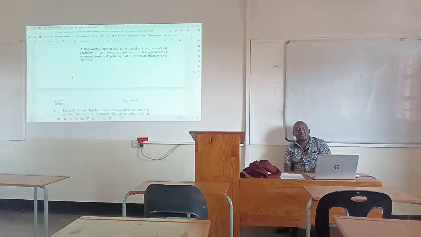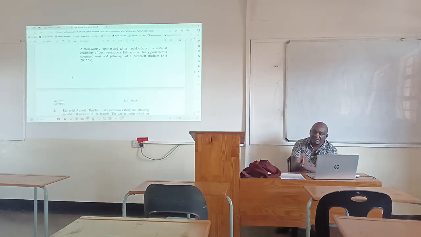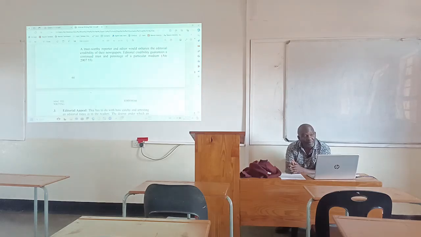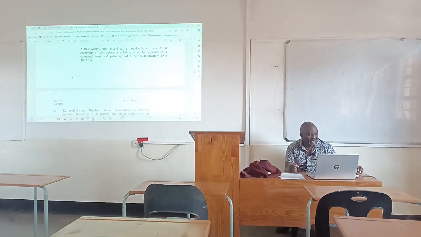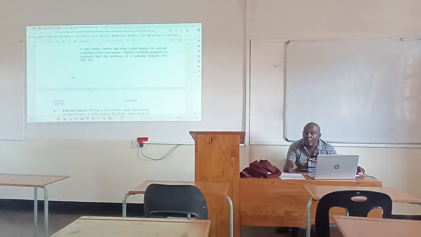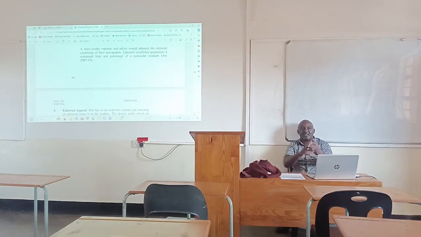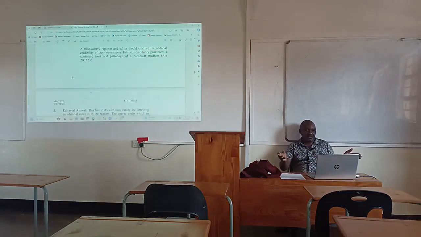Trustworthiness, also we talk about transferability. Transferability means, can you transfer it to somebody, and can it be used as well? Then there's dependability. Can it be depended on? And then it's confirmability. So these four tenets, credibility, dependability, confirmability, and transferability, stand for trustworthiness.